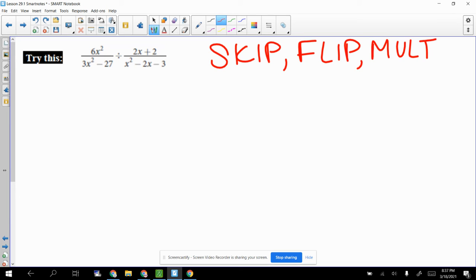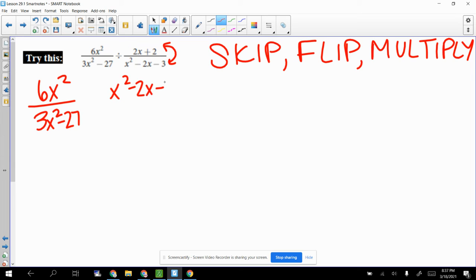Okay. So what this means is we are going to keep this first one the exact same. We skip it. So that's going to be 6x squared divided by 3x squared minus 27. Okay. Then we are going to flip the second one. So that's going to be x squared minus 2x minus 3 is now on the top over 2x plus 2 on the bottom. And then, like I said, we are going to multiply. Now it is exactly like the problem we just did. It's a multiplication problem, okay?